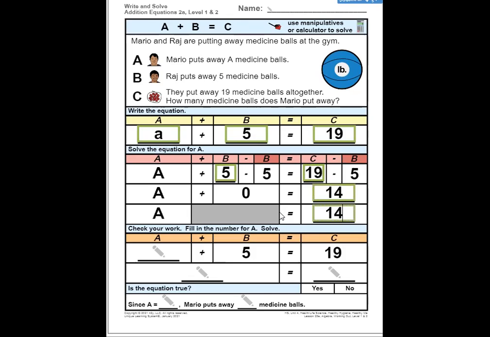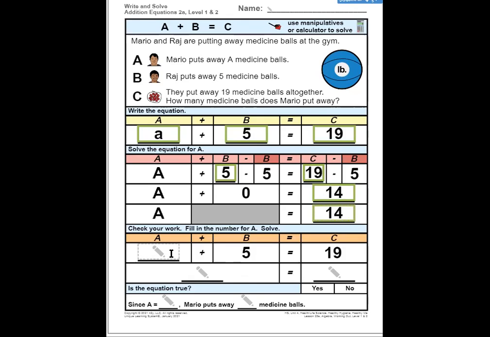Let's plug it in. And I finally learned how to plug it in fast enough that it doesn't give me that red box. Okay, we're going to check our work. So we're going to fill in the number for A to solve. Now that we know we have a number for A, A is equal to what number? 14. Thank you. Very good.